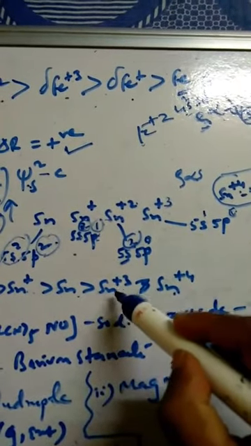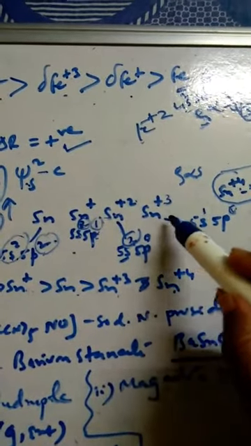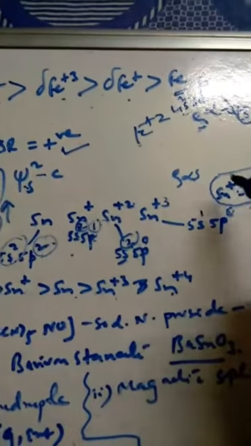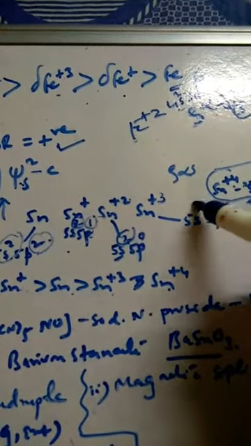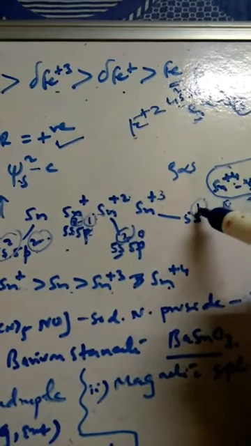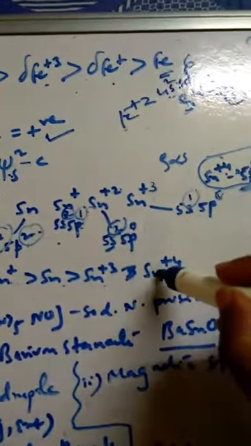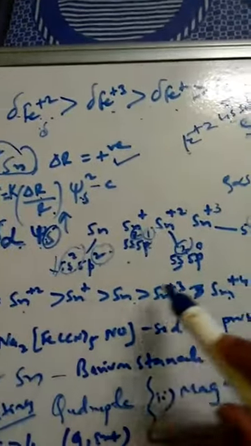And Sn+3, you can see here. What is Sn+3? Sn+3 is 5s1 5p0, definitely. So p is not there, but it is having 5s1. Since it is directly proportional, this will come in the final position. So this is how the trend for tin compounds can be shown.